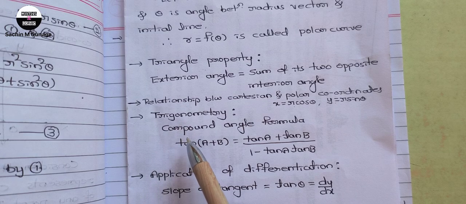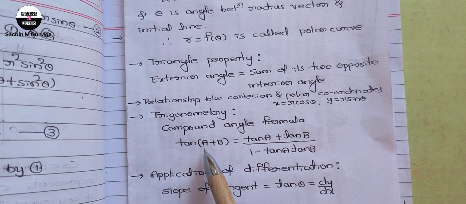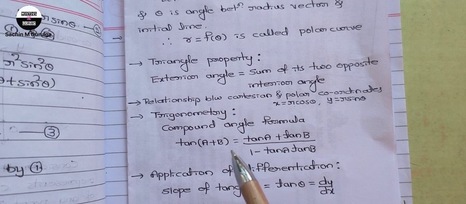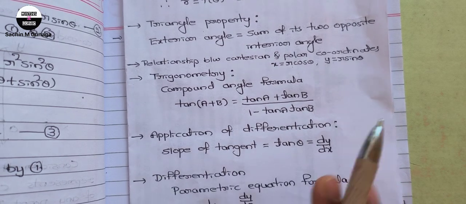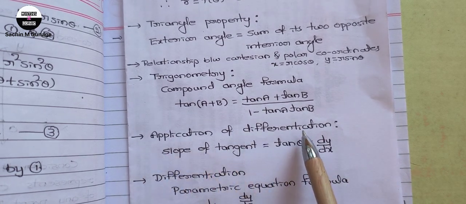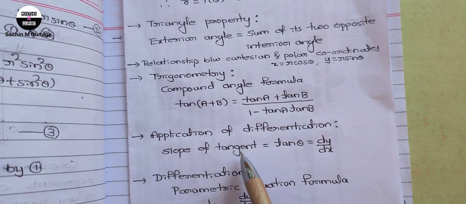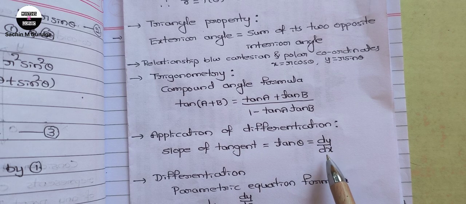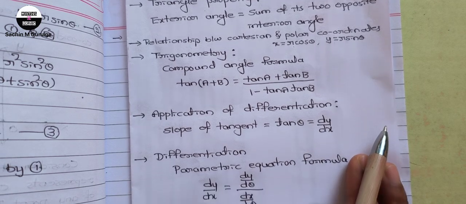Next, in trigonometry there is a unit called compound angles. In that there is a formula, tan of a plus b is equal to tan a plus tan b divided by 1 minus tan a into tan b. This formula we should know. After that, in application of differentiation, the slope of tangent formula comes. What is that? Tan theta is equal to dy divided by dx.